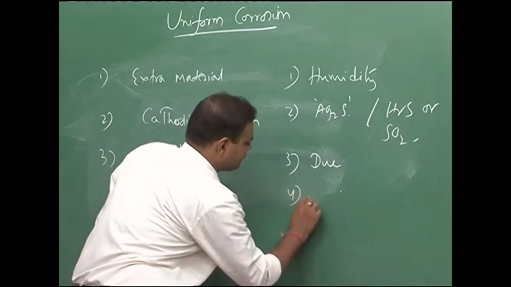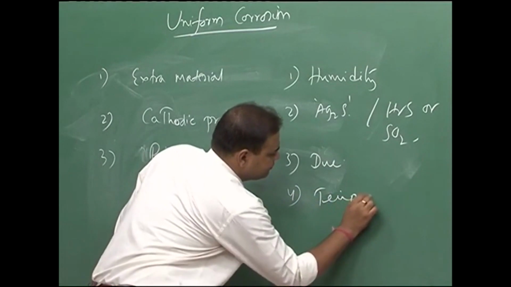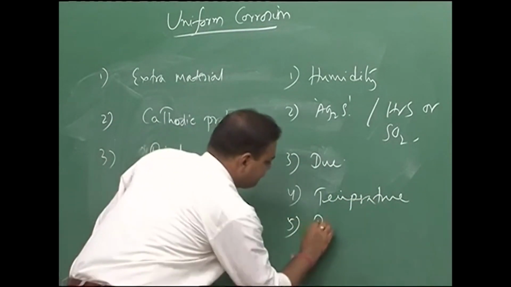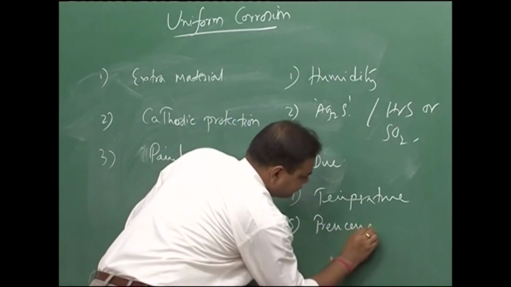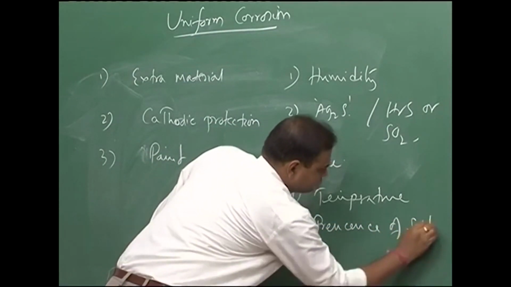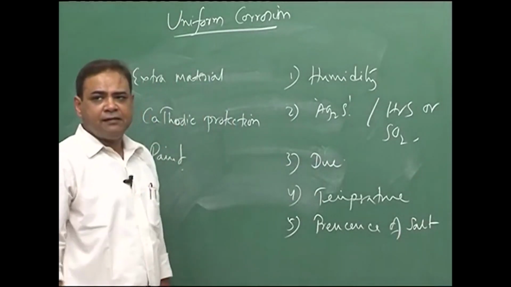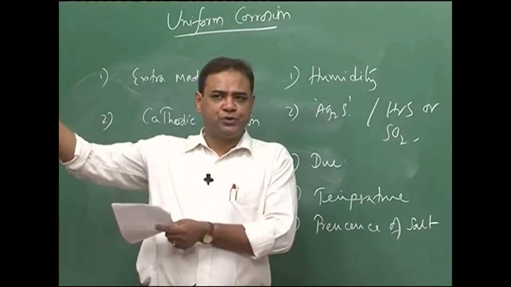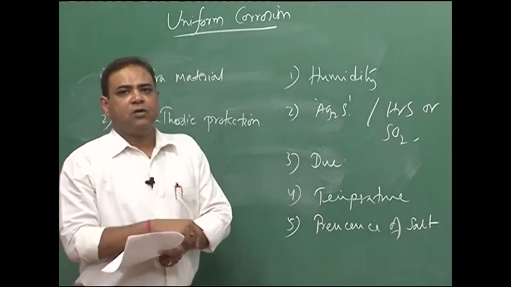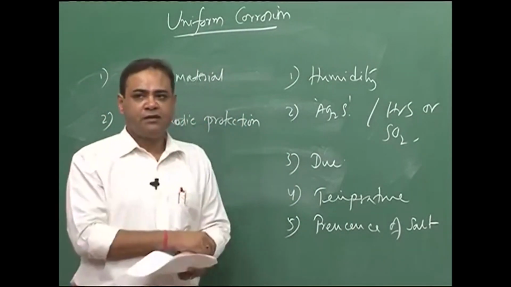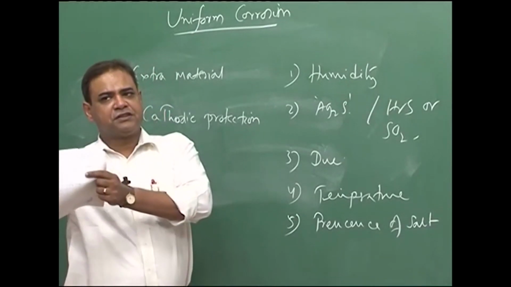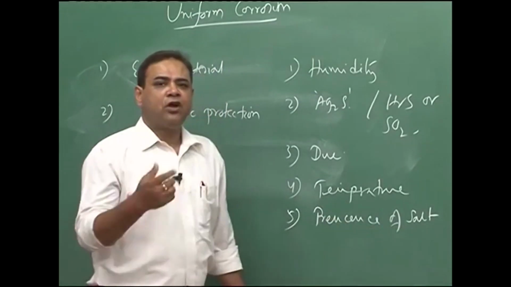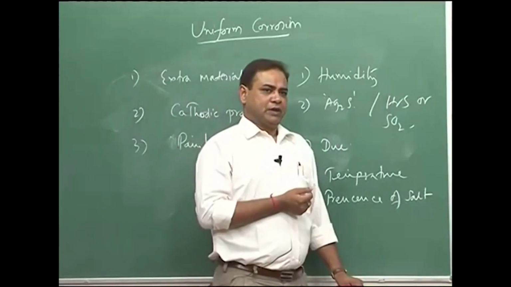Of course, another factor is temperature, or presence of salt, mainly NaCl. Let us say a metal or structure is exposed to an environment where we have a lot of NaCl content, for example a structure near the seashore. There, since we have salt, the salt always aggravates the corrosion phenomena.